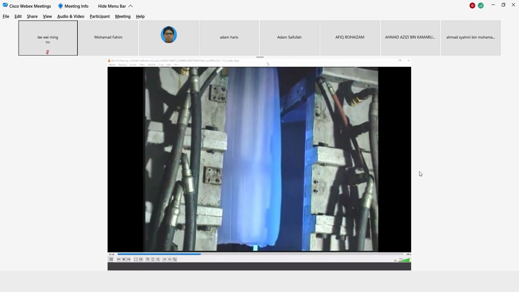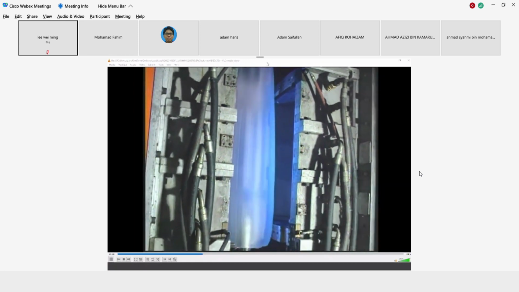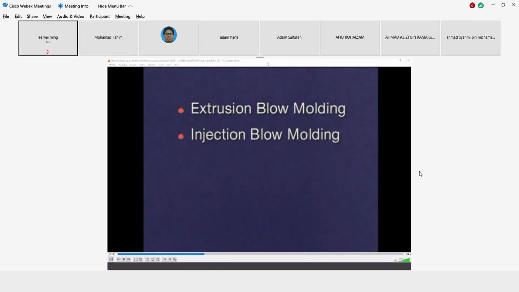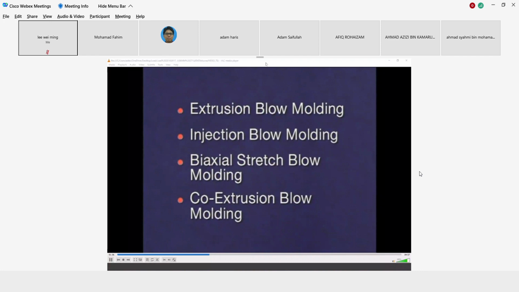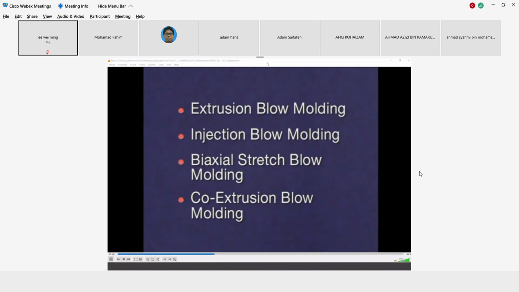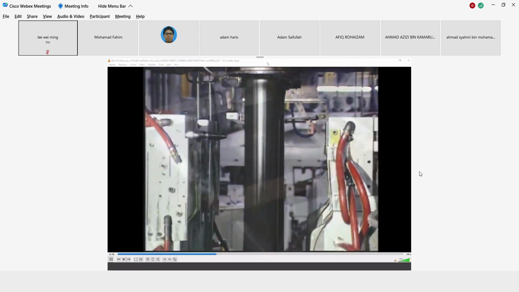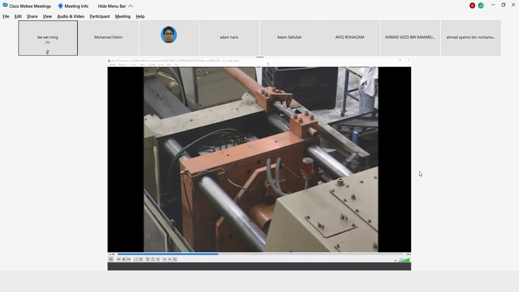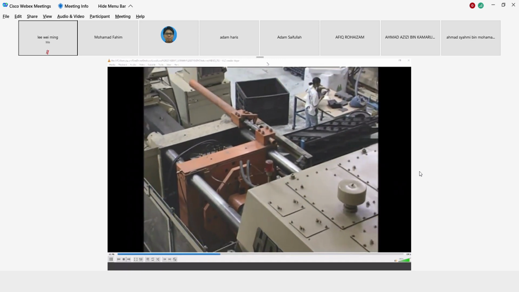But there are many additional blow molding processes which include injection blow molding, biaxial stretch blow molding, and co-extrusion blow molding. These blow molding processes all use elements of either extrusion or injection molding or a combination of the two.